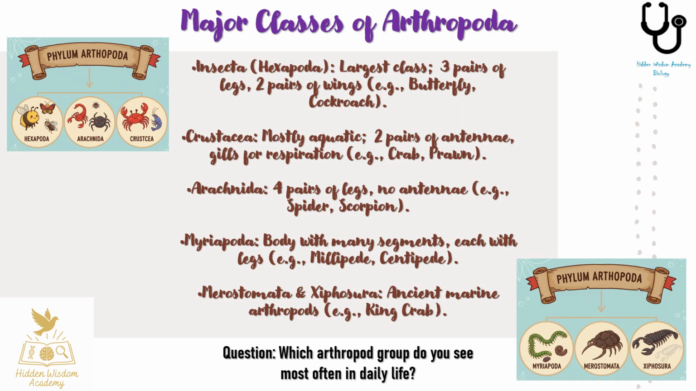Let's talk about the major classes of Arthropoda. Arthropoda is divided into many classes. Insects are the largest, with 3 pairs of legs and usually 2 pairs of wings. Crustaceans are mostly aquatic, with 2 pairs of antennae and gills for breathing.